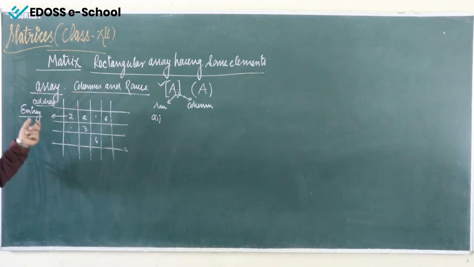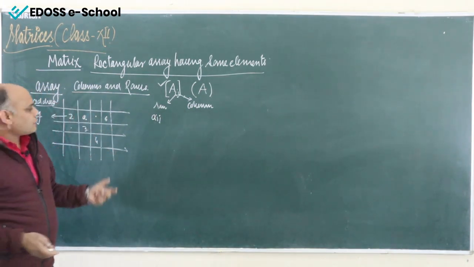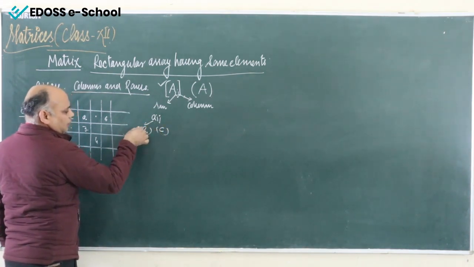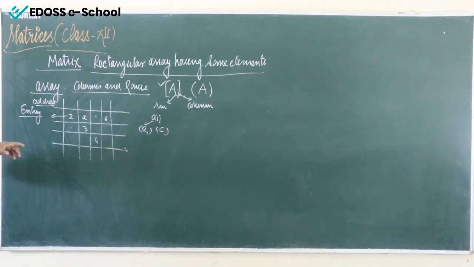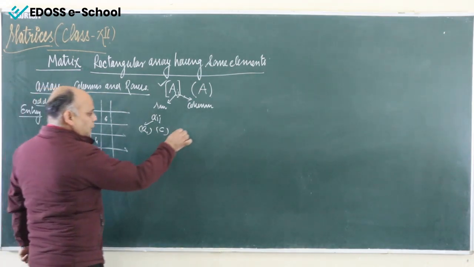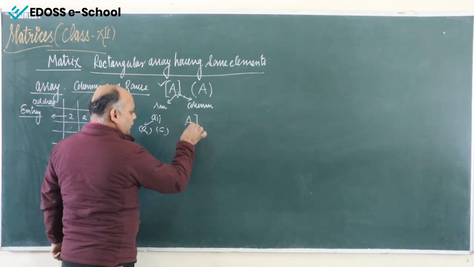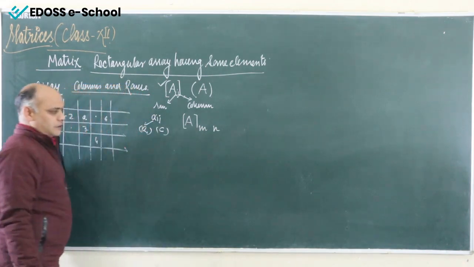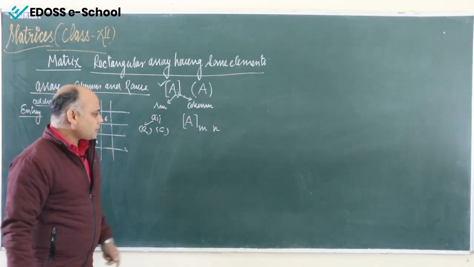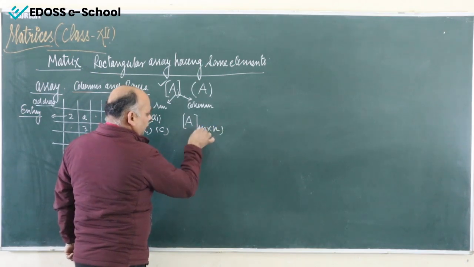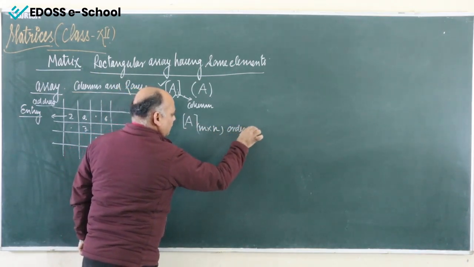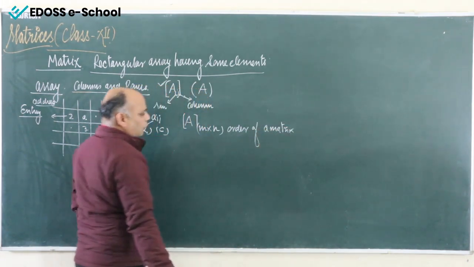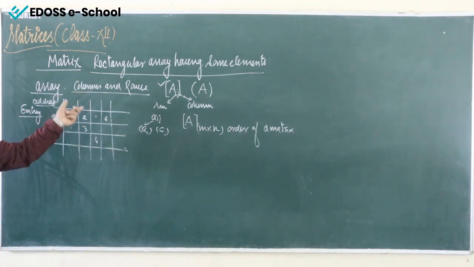When we go through matrices, the first word we have to find is row, and then you have to say column. If we denote any matrix A, suppose A has m rows and n columns, then this m cross n is known as the order of a matrix. Order of a matrix means how many rows and how many columns there are.